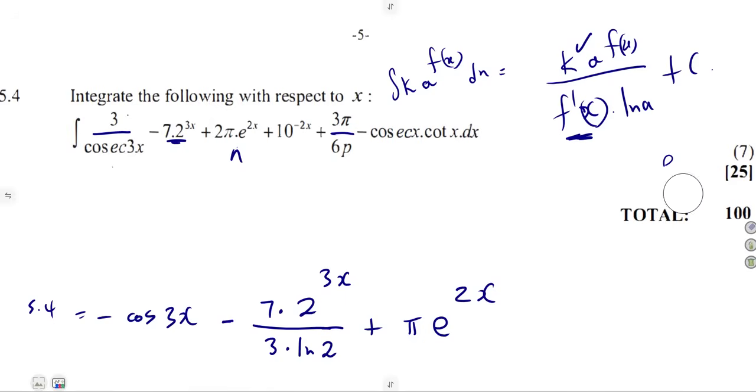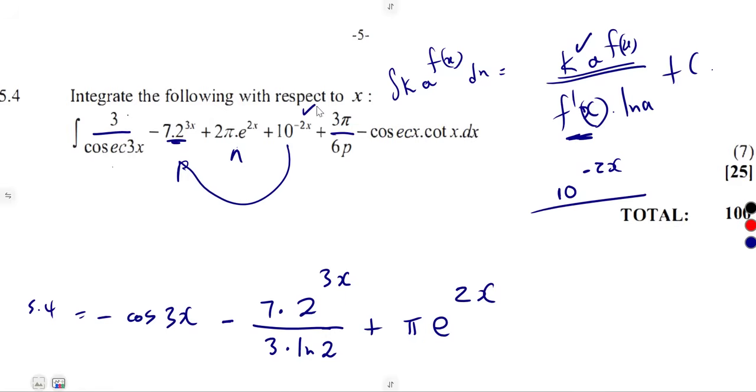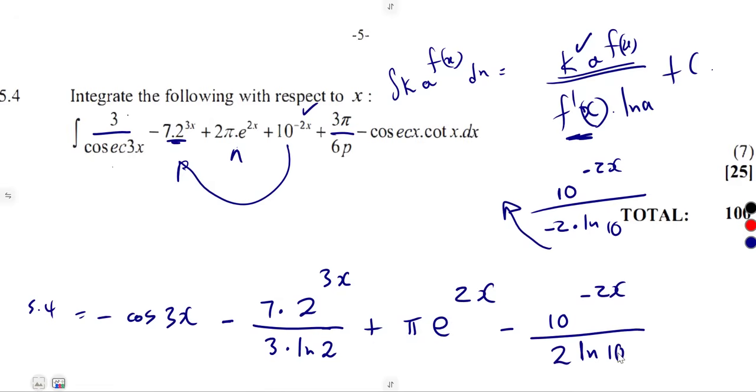Then the 10 to the exponent of negative 2x, it is the same as this one. So it is going to remain as it is in the numerator, 10 to the exponent of negative 2x. Then we find the derivative of that f of x, which is negative 2 times the ln of the base. Our base is 10. So that's going to be negative 10 to the exponent of negative 2x over 2 times the ln of 10. So that is it.